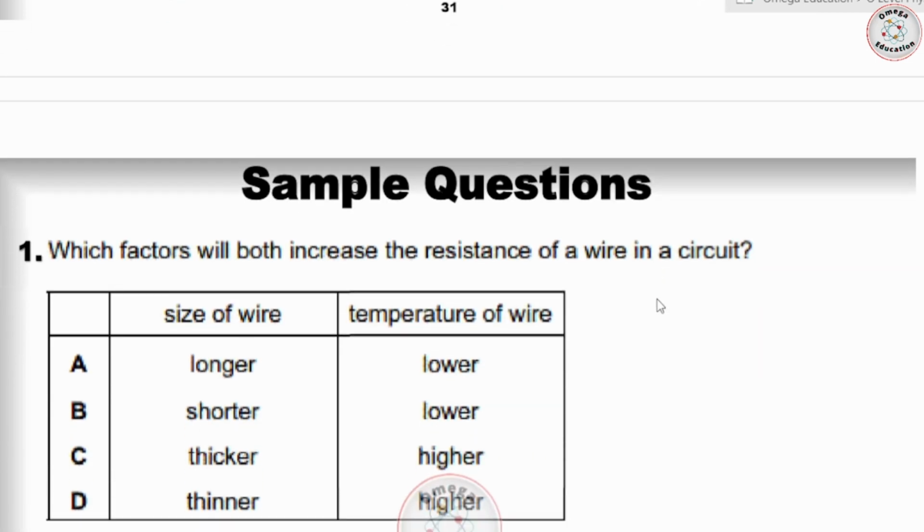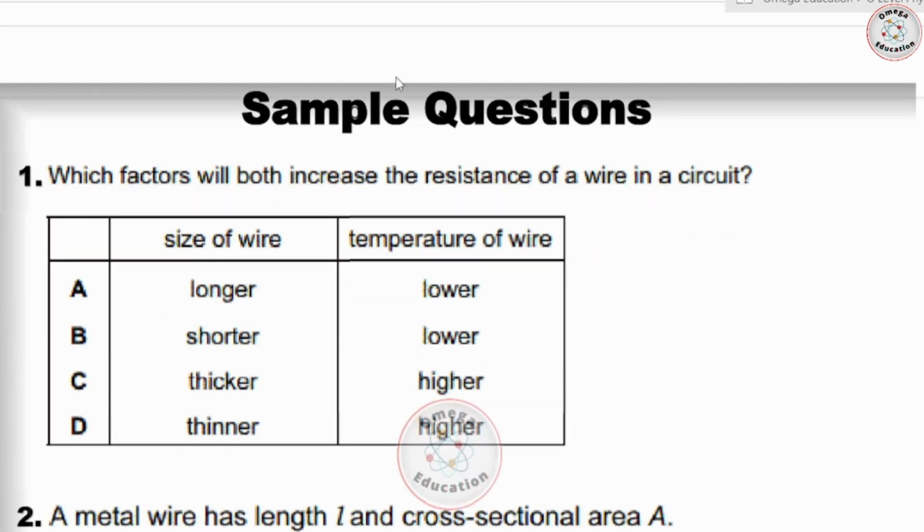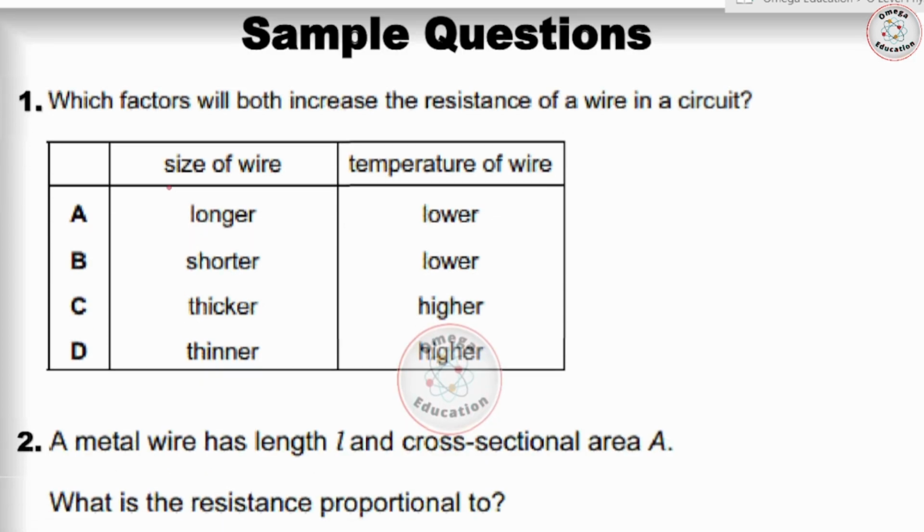Then we have some sample questions here. Which factors would both increase the resistance of the wire in a circuit? Let's start off with the first one, size of the wire and temperature of the wire. If I increase the length of the wire, the resistance does increase, but lowering the temperature, the resistance does not increase. Shorter wire, resistance decreases, so that can't be the case.